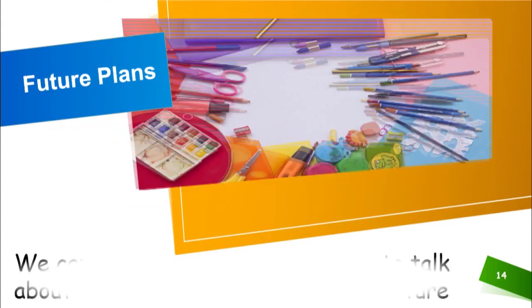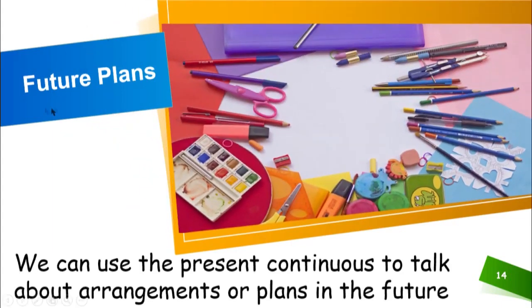Now let's have a look at another use of present continuous. As you see here, we use it for future plans. That means we can use the present continuous to talk about arrangements or plans in the future. What are you planning to do in the near future? Let's have a close look at some examples.